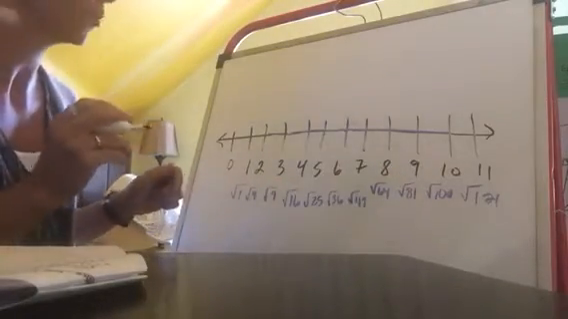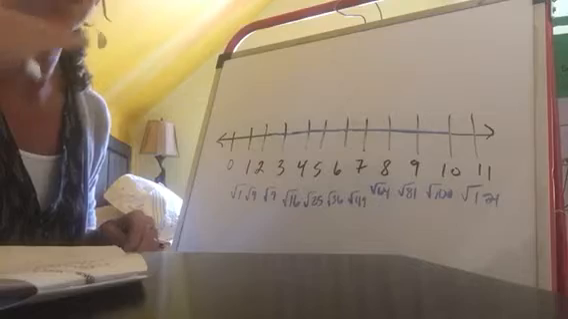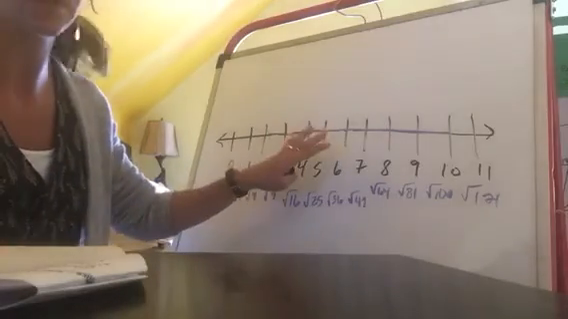All right, Emily, you're only going to see my chin down because I want you to be able to see my number line.